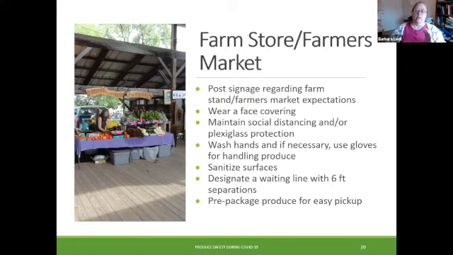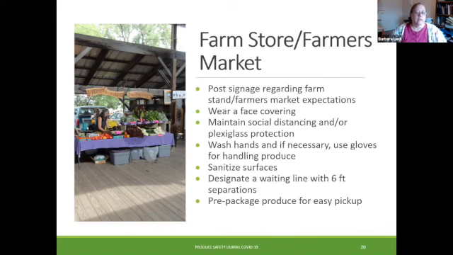Social distancing, either plexiglass, or I've heard people using the clear plastic shower curtains and they rig up some kind of contraption to hold that so it gives a separation. Washing hands if necessary, use gloves for handling produce, sanitize surfaces with an appropriate sanitizer, designate a waiting line that shows that 6 feet separation. If you make it really cute, then kids are going to want to drag their parents to that farm site versus somebody else's. So chalk and making either cute animals if you've got staff who can draw, or flowers, whatever.